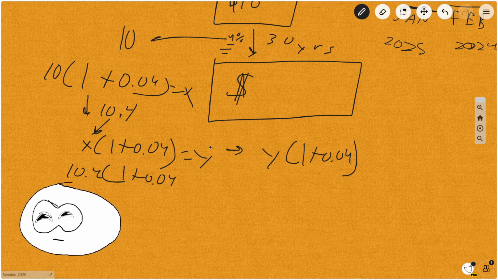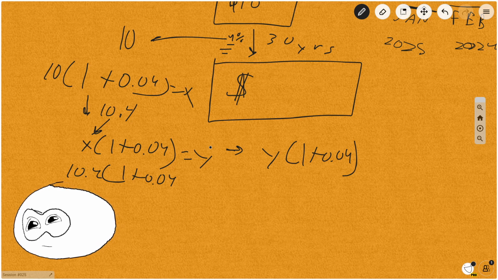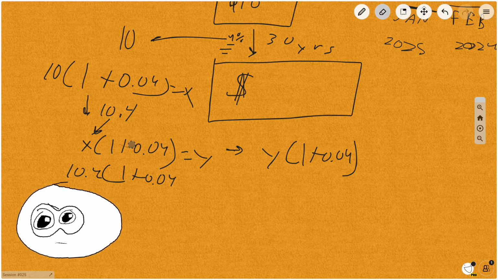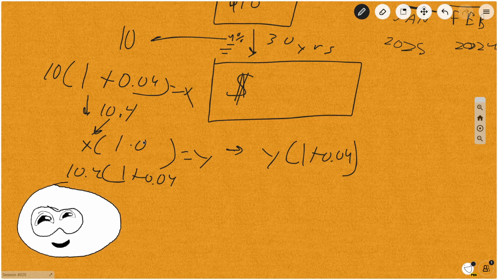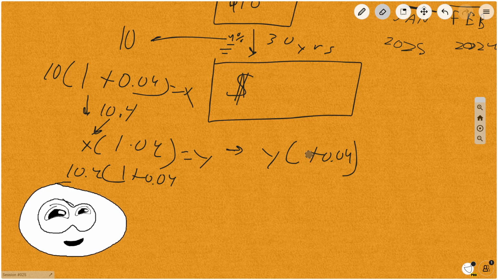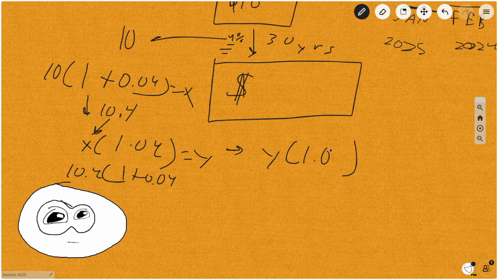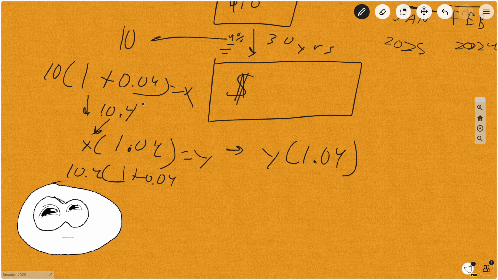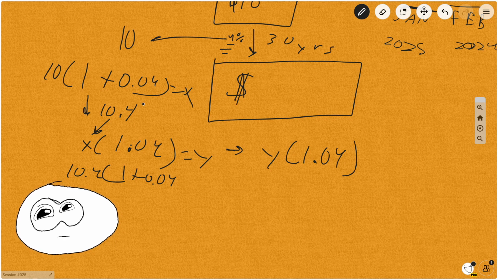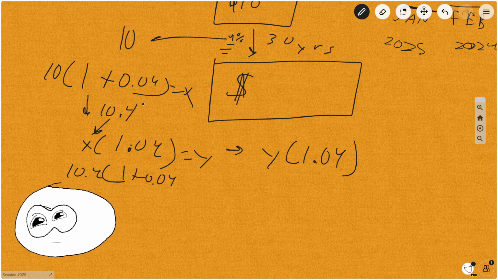Or, I mean, it's basically times 1.04. I don't know why I'm overcomplicating it, because you could just add it. Yes, you might have it separate, but you would just add those two together, the 1 and the 0.04 in the middle. So it's just times 1.04.